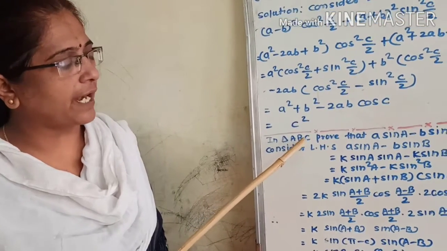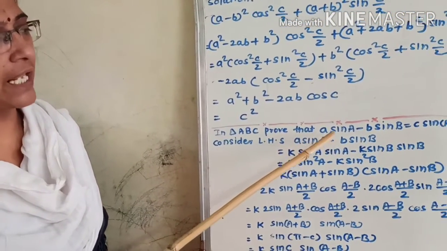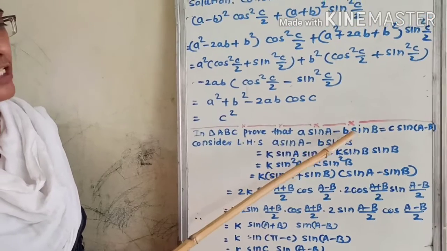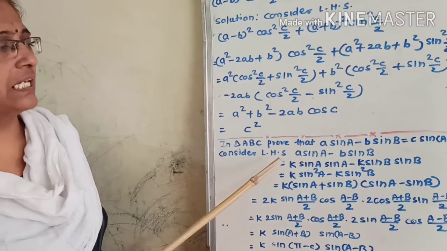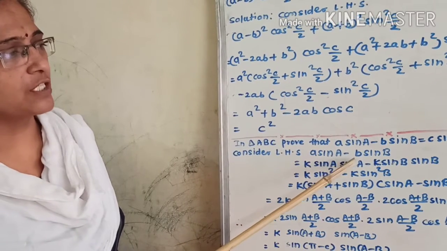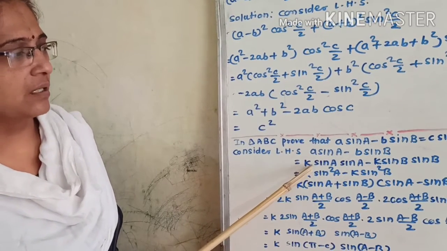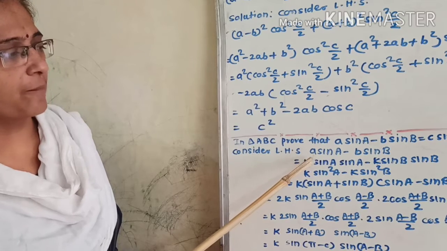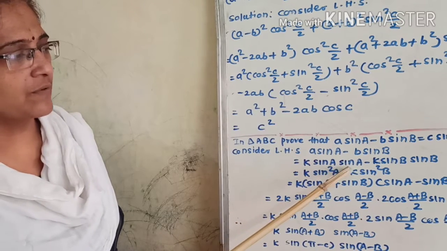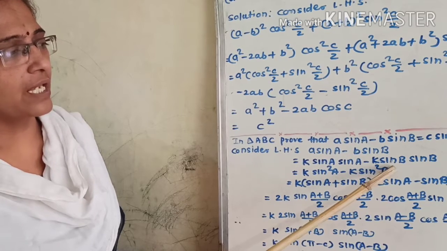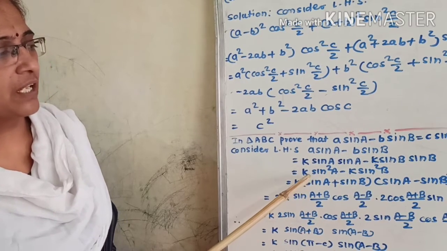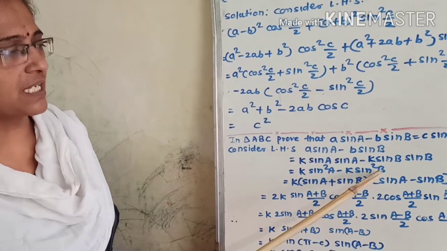Next example, in triangle ABC prove that a sin A − b sin B is equal to c sin(A − B). Consider LHS: a sin A − b sin B. The value of a using sine rule is k sin A, again the value of small b using sine rule is k sin B. Therefore k sin²A − k sin²B.